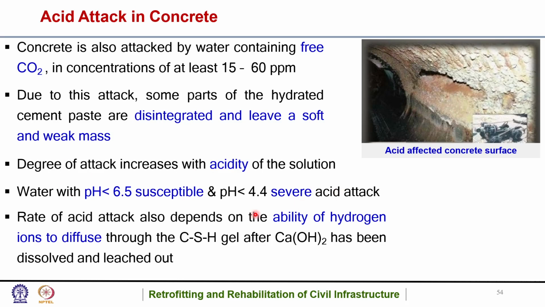Water with pH less than 6.5 is susceptible, and with pH less than 4.4 severe acid attack occurs. The rate of acid attack also depends on the ability of hydrogen ions to diffuse through the CSH gel after calcium hydroxide has been dissolved and leached out.